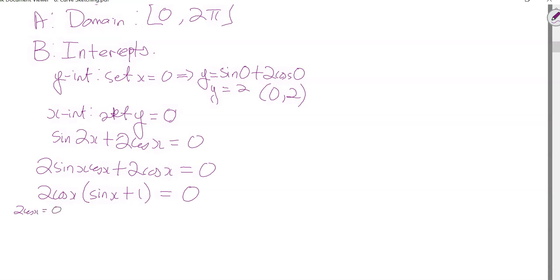2 cos x is 0. And in the domain 0 to 2 pi, what's x? Pi over 2 and 3 pi over 2, you say? Correct. And this will be sine x plus 1 is 0, so sine x is negative 1. What's that, you say? We already have that. It's 3 pi over 2. Oh, so we do.